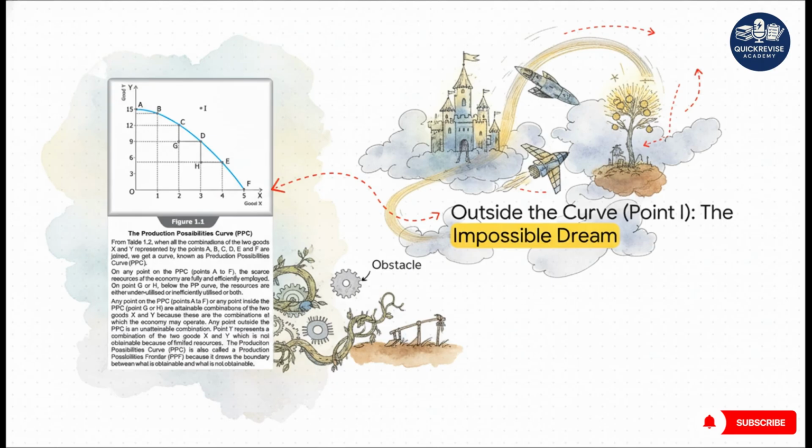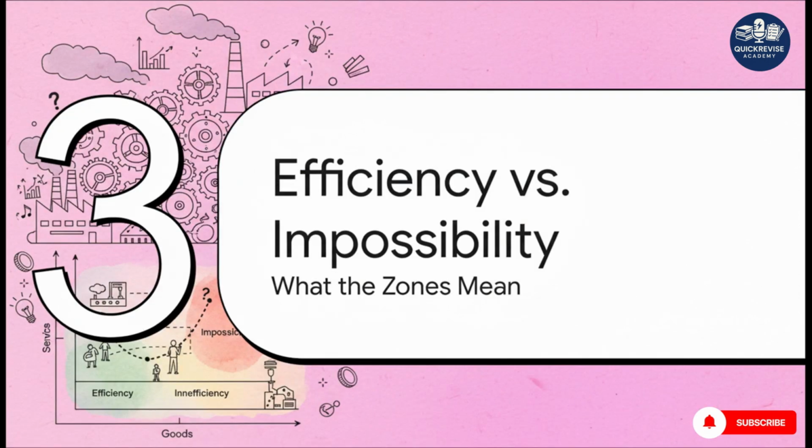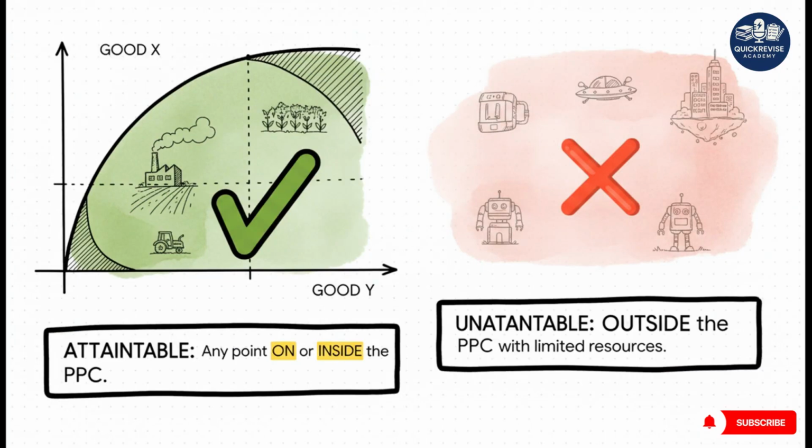And then there's point I, way out there. This is the dream, right? This is the combination of stuff we'd absolutely love to have. But with the resources and technology we have right now, it's just not possible. It is beyond our production frontier. We simply can't get there, at least not yet. So as you can see, these different zones tell us a really clear story about what an economy can and cannot do.